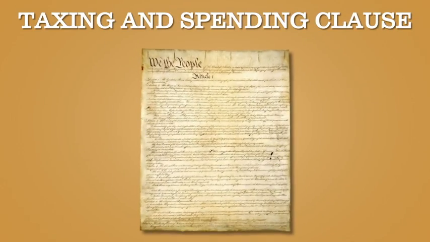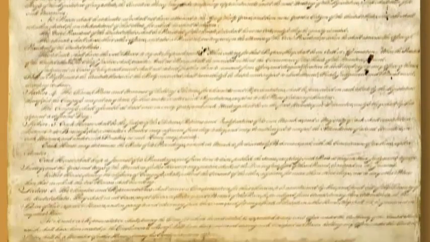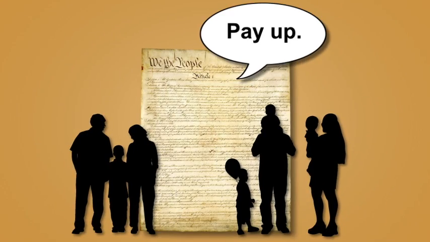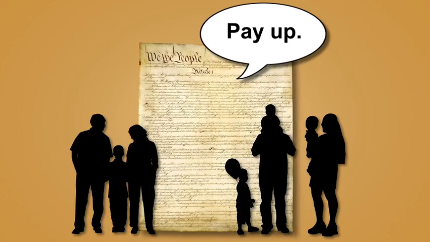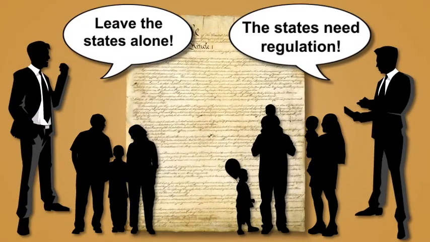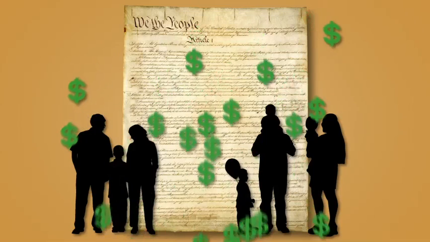The Taxing and Spending Clause, located within Article 1, Section 8, Clause 1 of the Constitution, grants the federal government the power to impose taxes on its citizens. Much like the debates surrounding the Commerce Clause, there is also constant controversy over how much power the federal government can exercise over the states. Simply put, the government's ability to tax its people is limited, but the ability to spend is nearly unlimited.